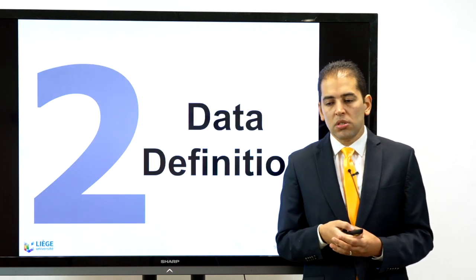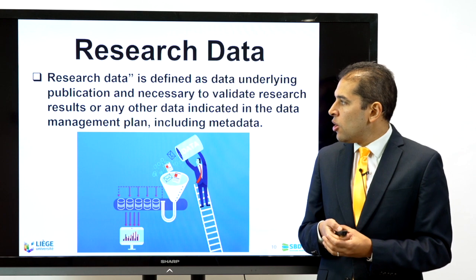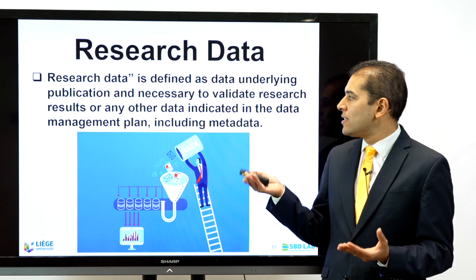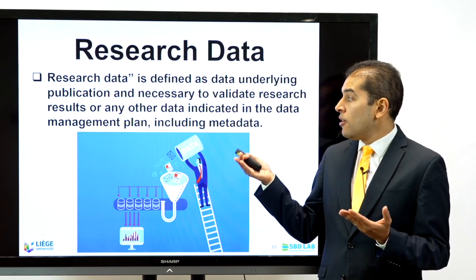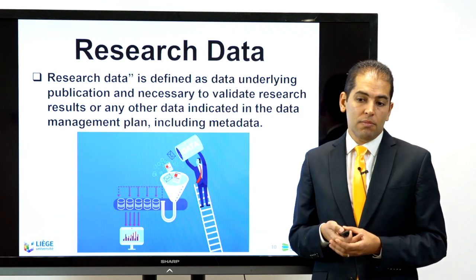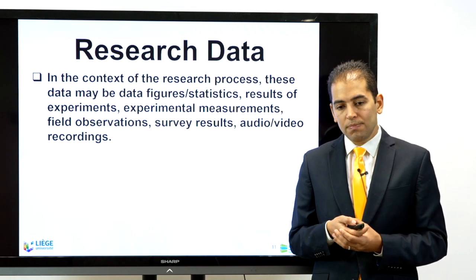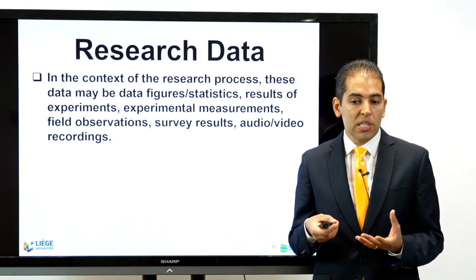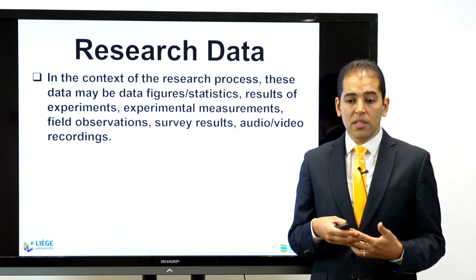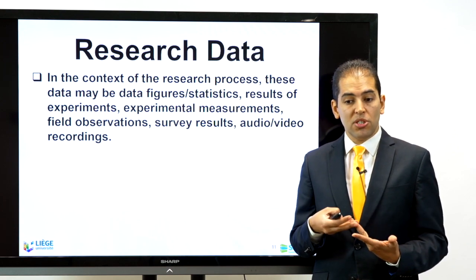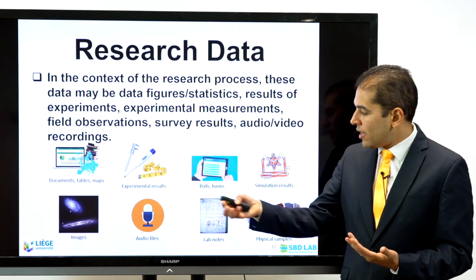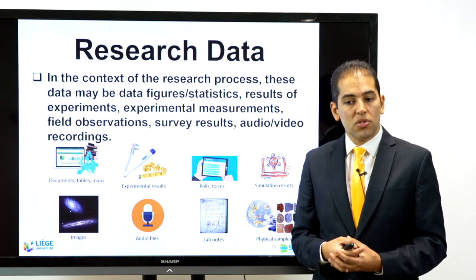Now, what is the definition of data in general? Well, research data is defined as the data underlying a publication and necessary to validate the research results, or any other data indicated in the data management plan, including metadata. So this is the definition of data. In the context of the research process, these data may be figures, statistics, results of experimental measurements, field observations, results of surveys, audios, videos, and as you can see, they can all vary depending on the research.